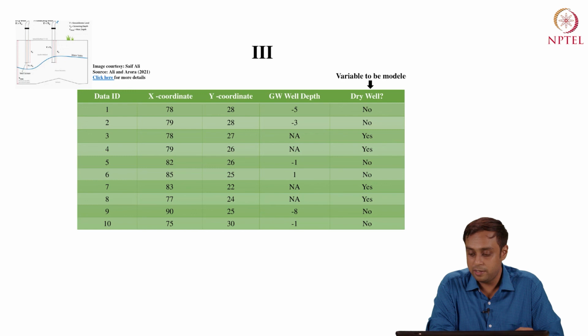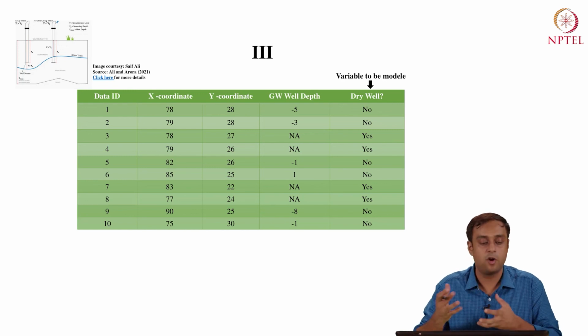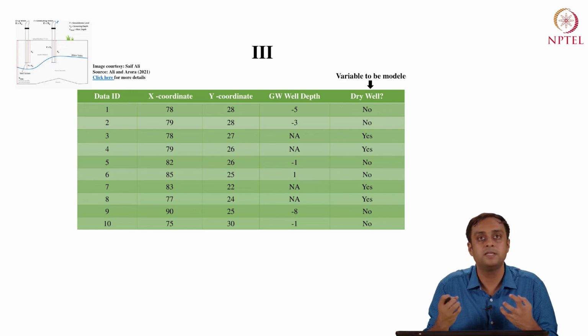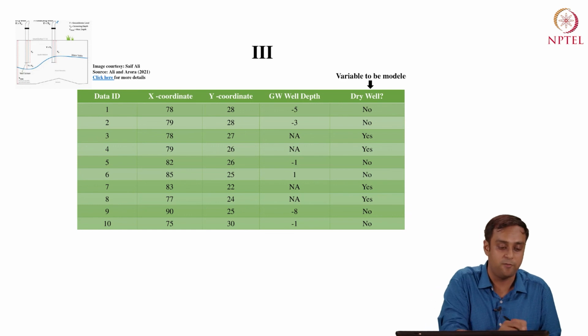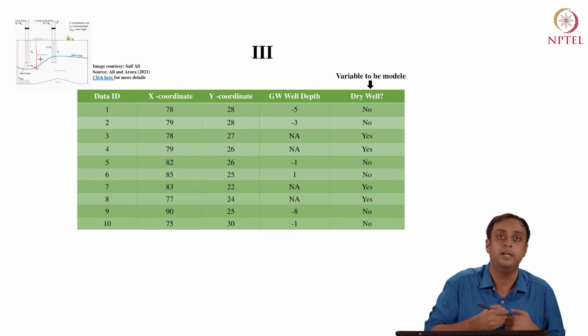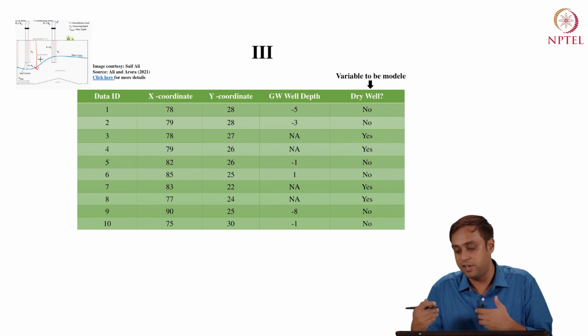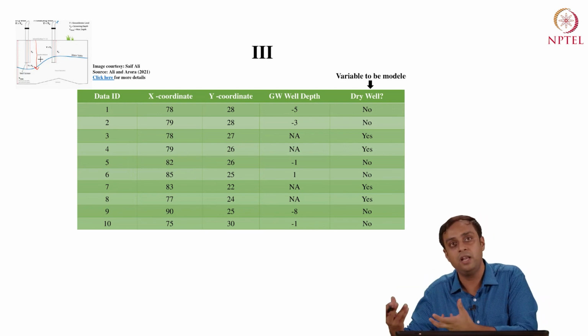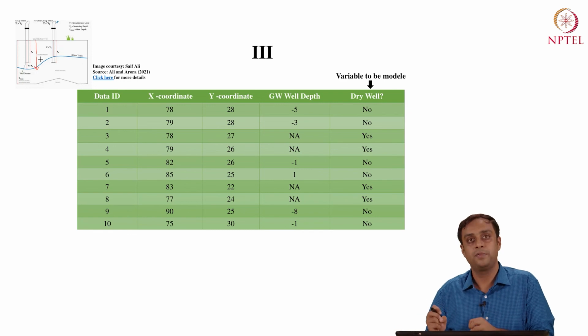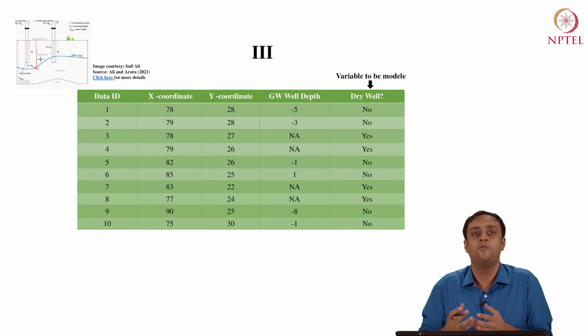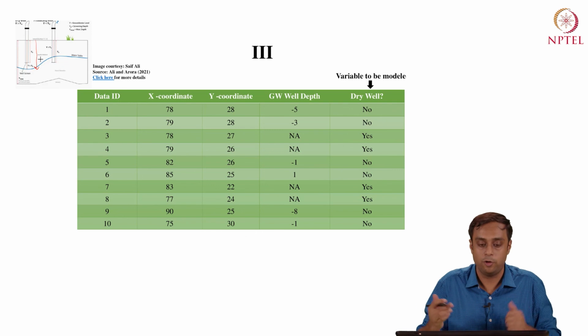The third one, we want to model whether or not we observe a dry well. What happens is that wells can go dry if groundwater levels go deep enough. The variable of interest here is whether we have a dry well or we do not have a dry well. If we want to model this, what kind of a process are you going to use?